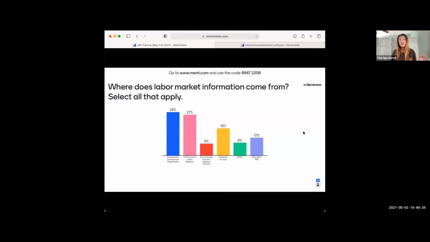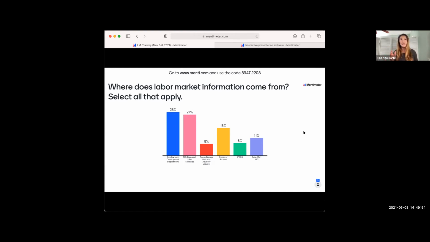All right, so everybody here is correct. The data, the traditional LMI, comes from EDD. Again, it aggregates up to the US Bureau of Labor Statistics with other states. And what I didn't talk about yet, and I'm glad some folks caught it, is that a lot of our labor market information also comes directly from employers, either through surveys or focus groups.